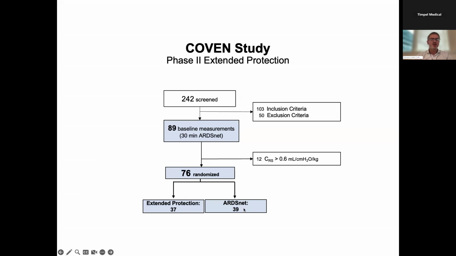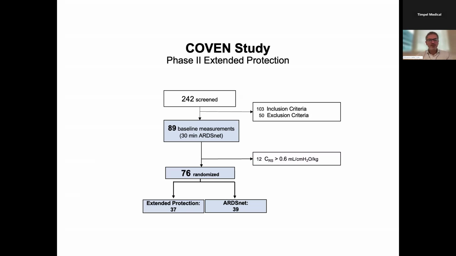One arm followed strictly the ARDSNet strategy, the low PEEP FiO2 table. The other arm had the PEEP selection according to EIT, and also had several maneuvers, or a bundle of interventions, to try to avoid lung injury and also patient self-inflicted lung injury. So it was a strategy that lasted for the whole mechanical ventilation period.